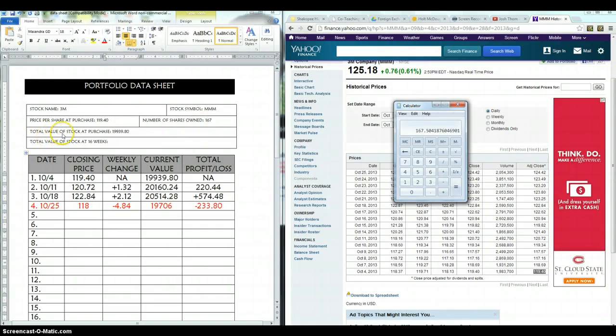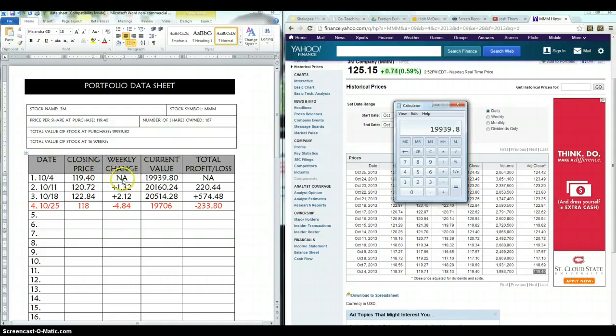Alright, moving on, the total value of my stock at that purchase date, October 4th, should be very close to your investment, minus 20,000. The reason why it's a little less is because we're not including this 0.504 whatever. So in order to find out what you have here for your particular company, you're just going to take the number of shares you own, and in my case it's 167. Take 167 and I'm going to multiply that by the closing price on that purchasing date, 119.4, and that's going to give me $19,939.80.